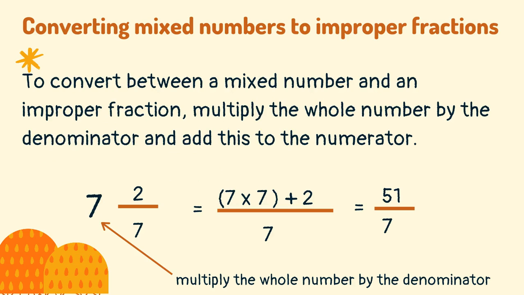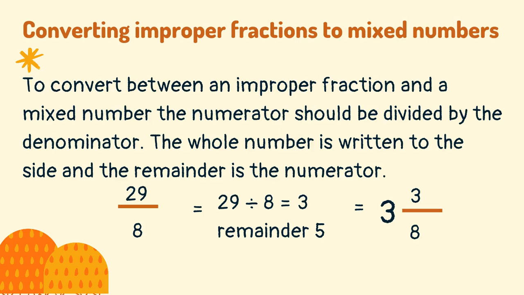To convert between a mixed number and an improper fraction, multiply the whole number by the denominator and add this to the numerator. To convert between an improper fraction and a mixed number, the numerator should be divided by the denominator. The whole number is written to the side and the remainder is the numerator.